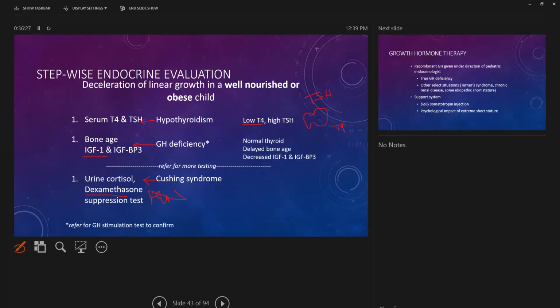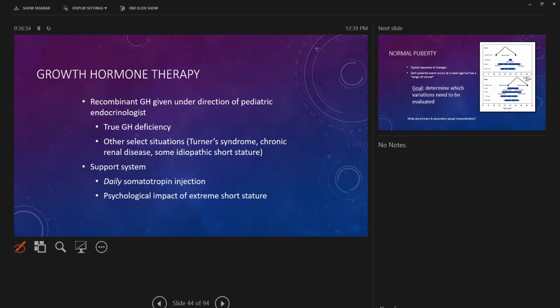Here's normal thyroid, delayed bone age, decreased IGF, right? Growth hormone therapy, so we can use recombinant growth hormone under the direction of a pediatric endocrinologist, only if it is a true growth hormone deficiency.